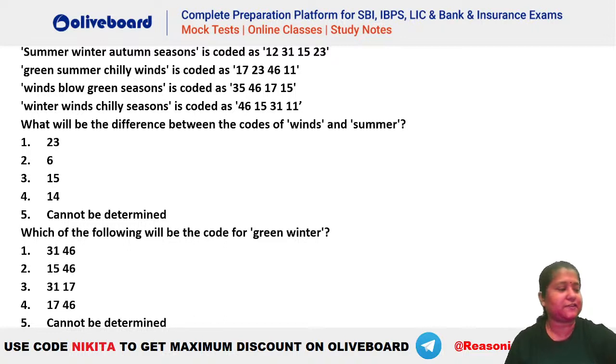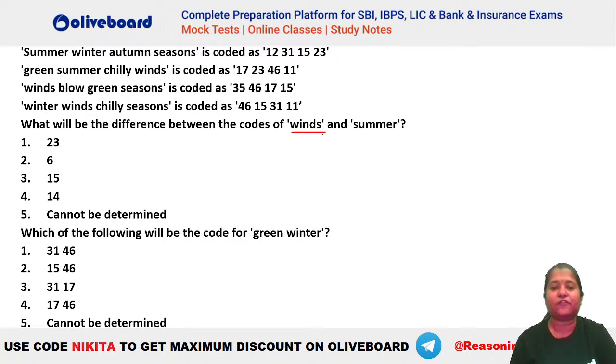What will be the answer? What is the difference here? Okay, Mayank says it should be 1. So the difference between winds and summer will be 23. Okay, let's try. Let's see what should be the code here for winds and summer. What will be the code for winds and summer, and then we will find their difference.